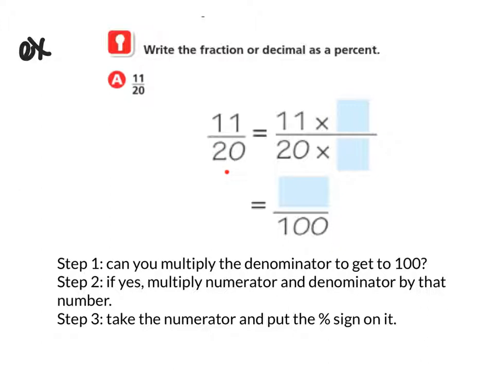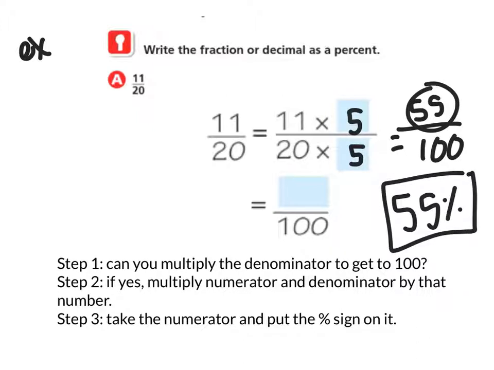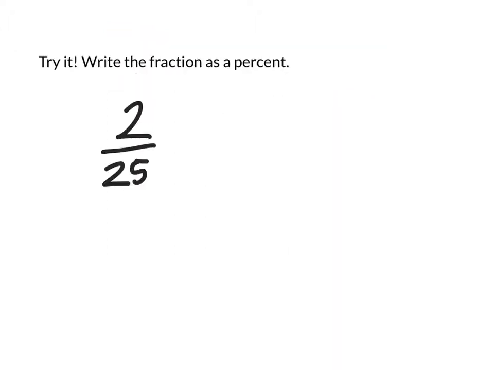So I can take 20 and multiply it by 5 because I want my denominator to be 100. Okay? If I multiply at the bottom, I multiply at the top. So 20 times 5 would give me 100. And 11 times 5 gives me 55. And then I take the numerator, and that's my percentage, 55%. Okay, so just to review, if you can make the denominator 100, multiply it easily, then go ahead and do that, and then your numerator becomes your percentage.